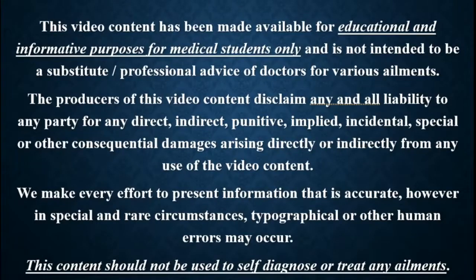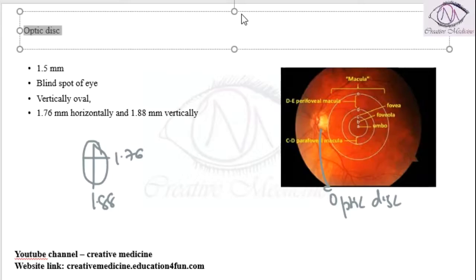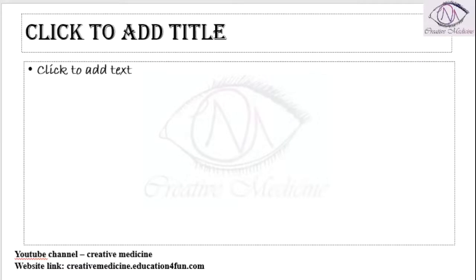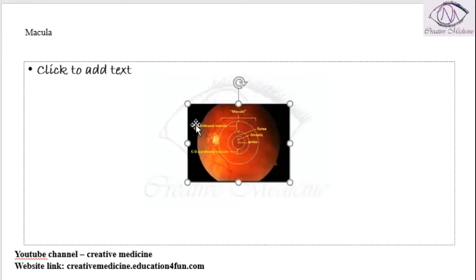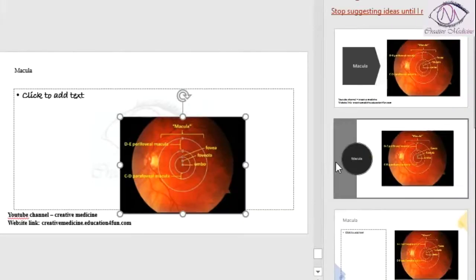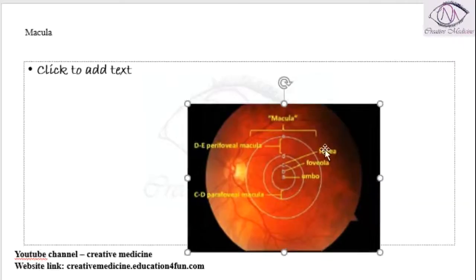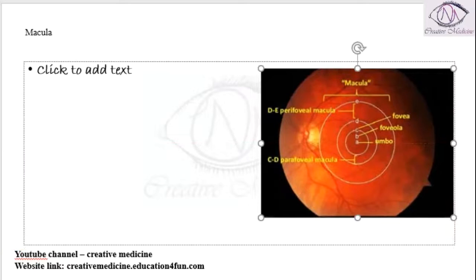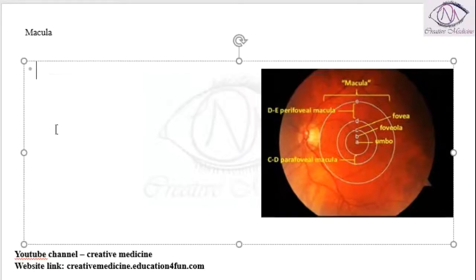In this lecture, we will learn about the macula. In the picture given here, this is the macula. The length or diameter of the macula is 5.5 millimeters, and it is 15 degrees to the visual field.